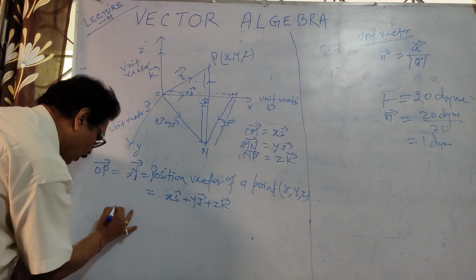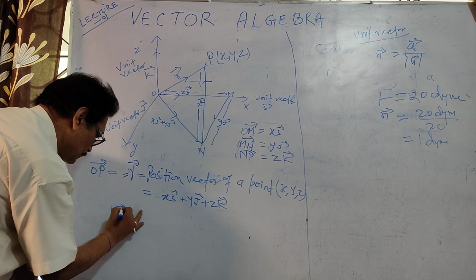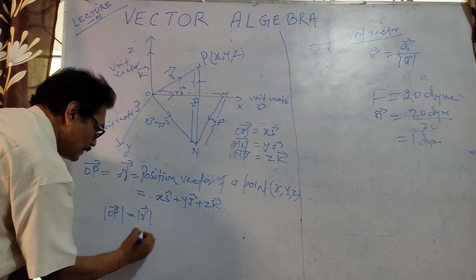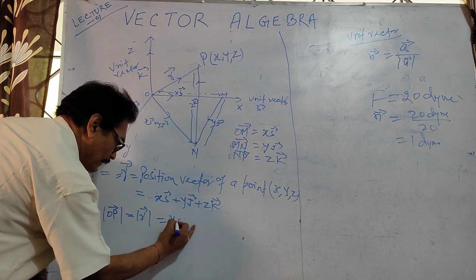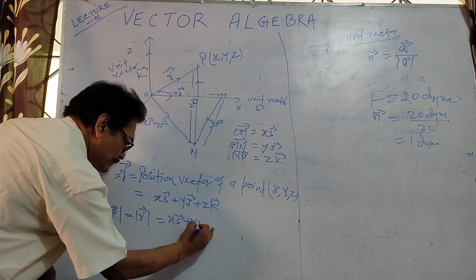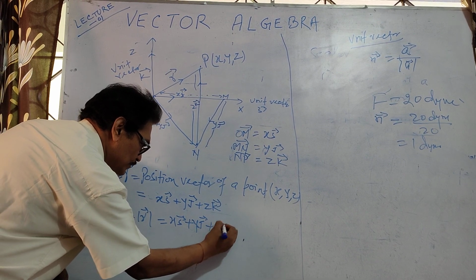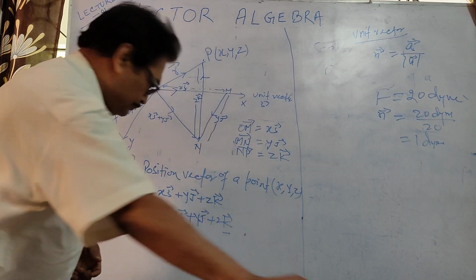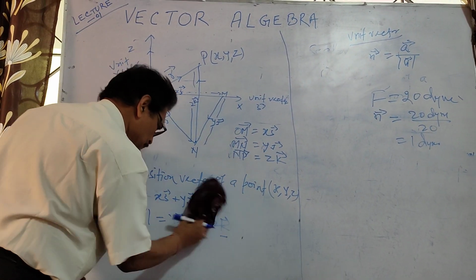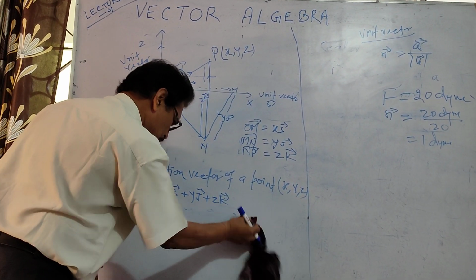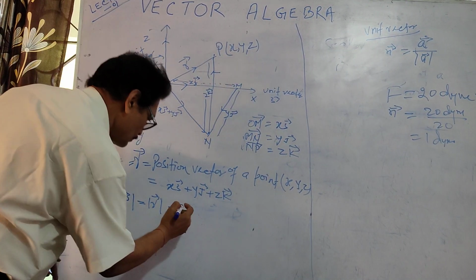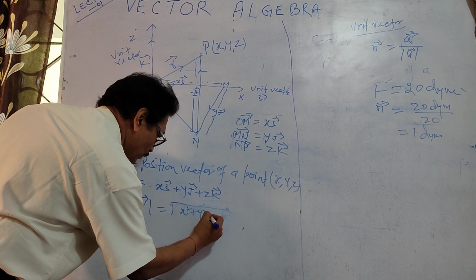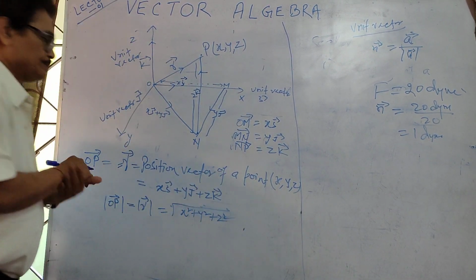So magnitude of OP is equal to magnitude of r, equal to magnitude of xi plus yj plus zk, that is root under x square plus y square plus z square.